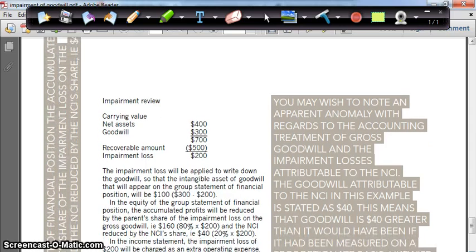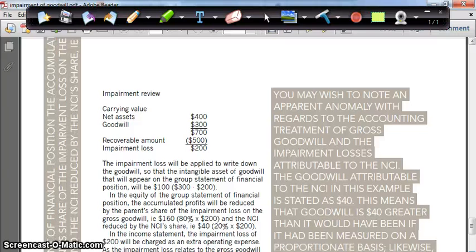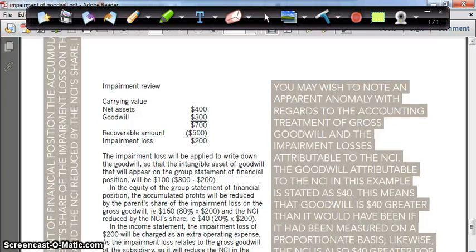The allocation of this loss is slightly different as well. So we need to determine the loss that is attributable to the parent and the loss that's attributable to the non-controlling interest, because under the full goodwill method, this is going to have an effect on the NCI. So it's basically 80% of 200 for the parent and 20% of 200 for the NCI.